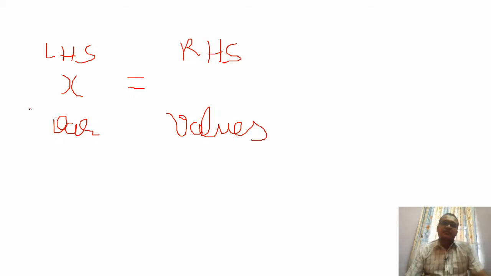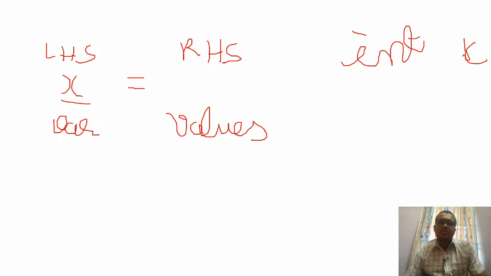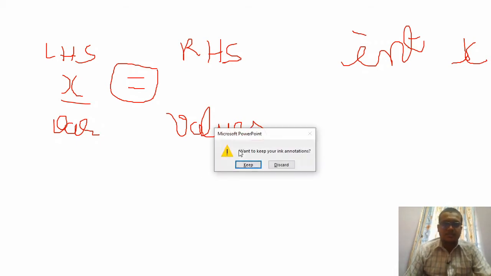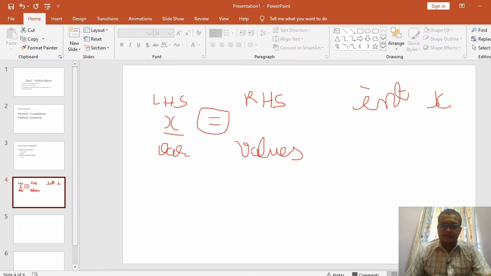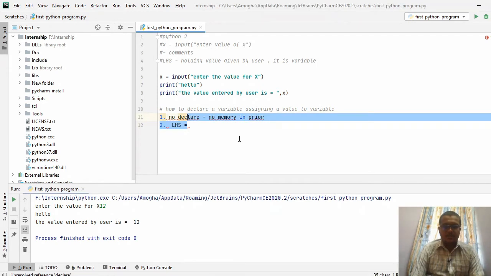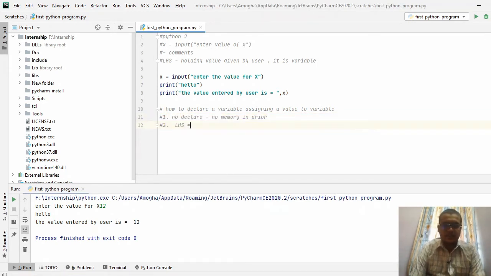As in C, you need to declare this x as int first. In Python there is no need for a prior declaration. Wherever the equals to comes into the picture, the variable is declared and the value is assigned to it. So these are some of the rules provided in Python.